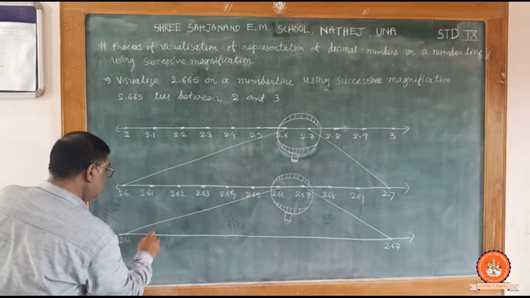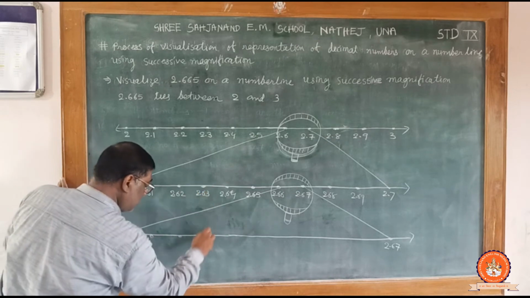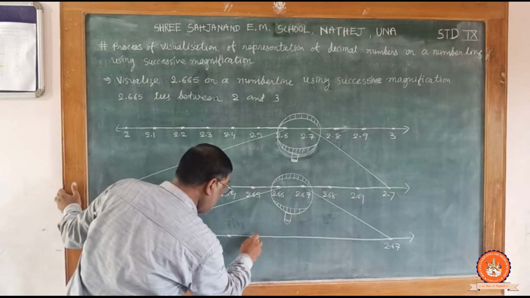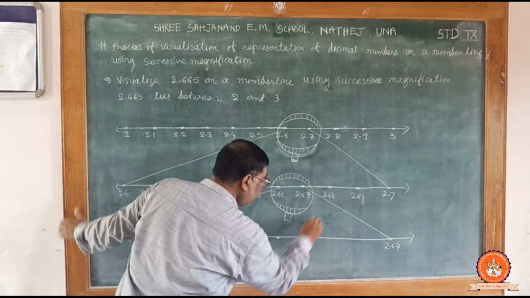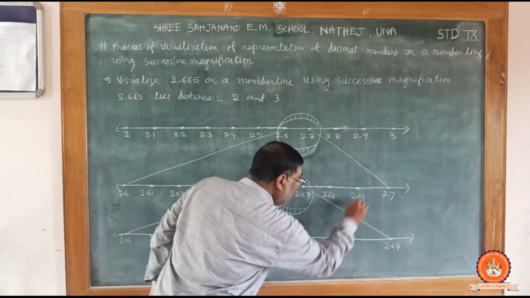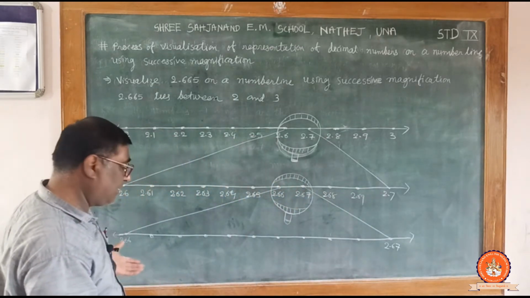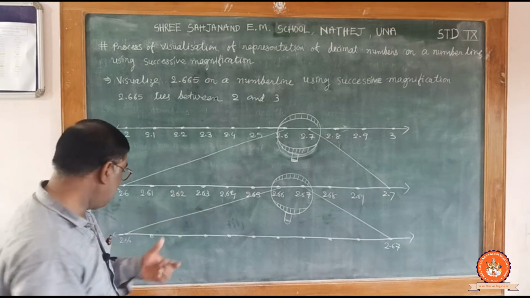So here 1, 2, 3, 4, 5, 6, 7, 8 and 9. If you put 9 points between them, the portion is divided into 10 equal parts.